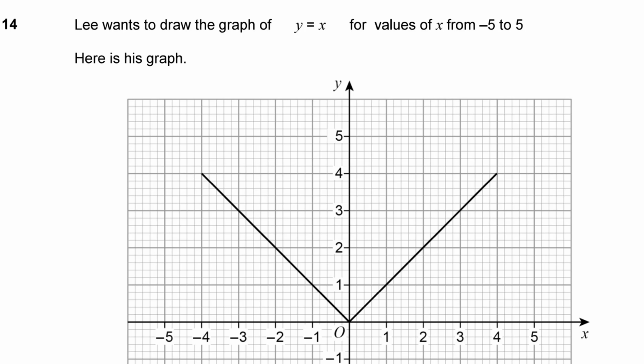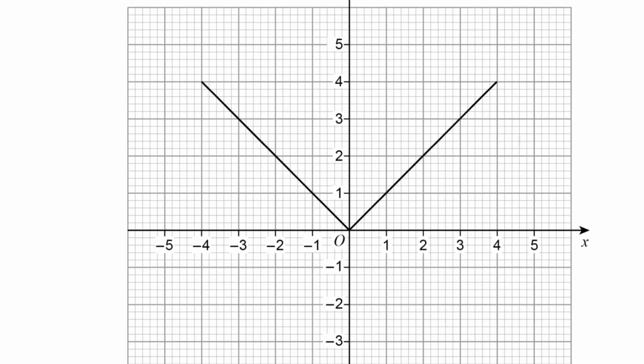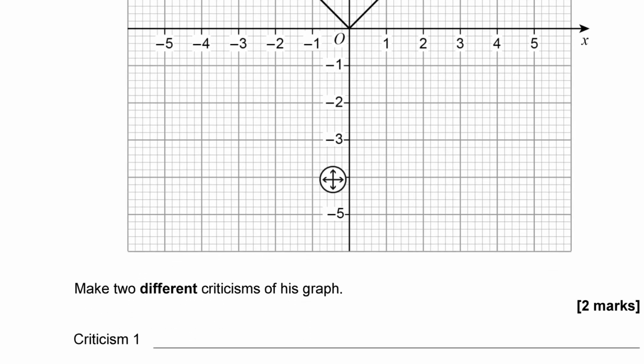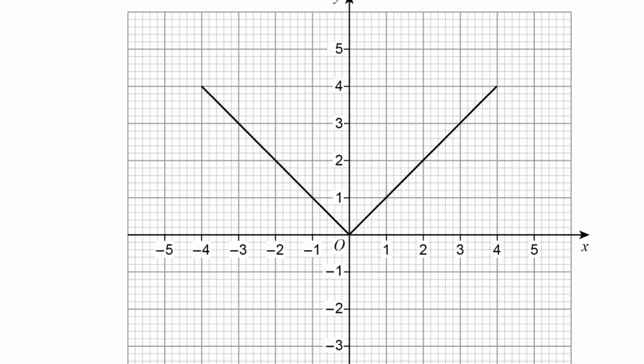Question 14. Lee wants to draw the graph y equals x for the values of x from -5 to 5, and here is his graph. Oh dear. Lee, your graph is a little bit wonky there, isn't it? Make two different criticisms about the graph. Okay, well firstly, this bit over here looks okay, but then it should continue down in this direction, shouldn't it? If y is equal to x, then here x is -1, so y should be -1 as well, so it should have points here, here, here and here, and not where he's drawn them. So that's my first criticism.